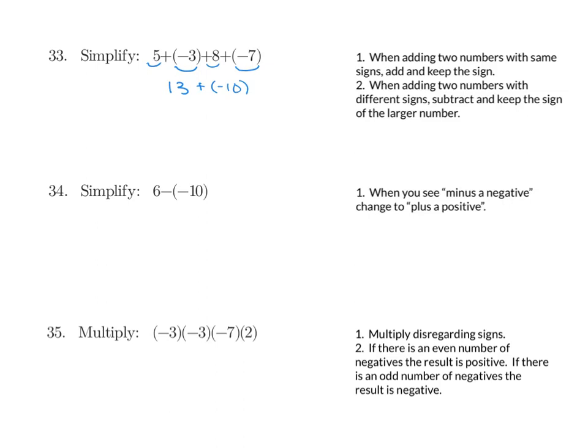Alright, now if we combine these two numbers, we have different signs, so we are going to subtract. 13 minus 10 is 3. We keep the sign of the larger number, which is the positive, so our answer will be positive 3.